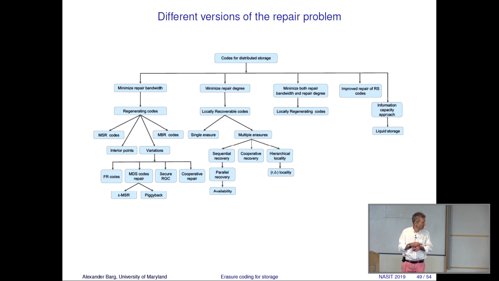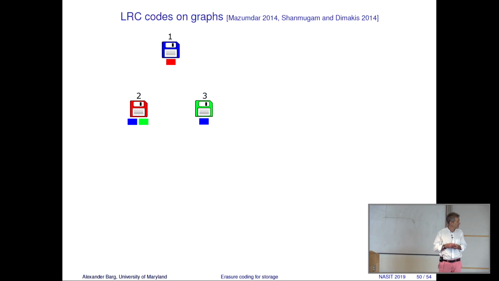So this is a plot, again, a picture from their paper. So what did we do? What have we done by now? LRC codes, we did single erasure, yes, multiple, yes, sequential, cooperative, hierarchical, parallel, availability. All of those have been mentioned. And there are more that didn't fit that scheme, but were also mentioned just now.